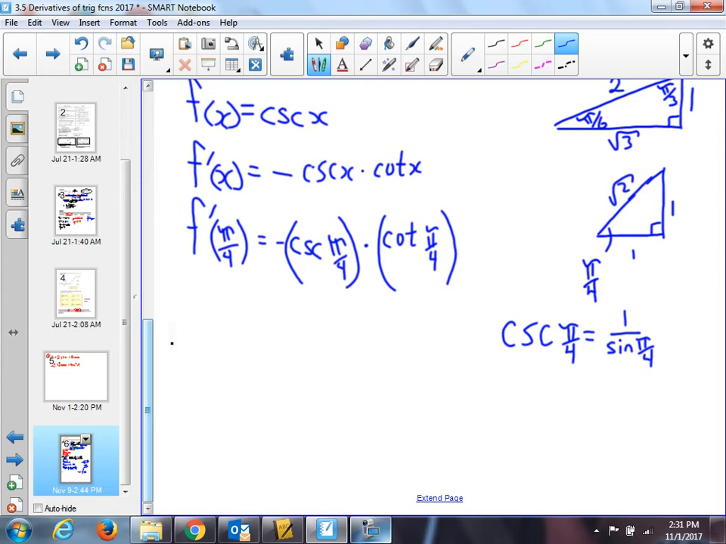I don't care about root 2 over 2. Whatever. If it needs it at the end, if it's multiple choice, fine. Okay. You guys follow what I'm saying here? 1 over 1 over root 2. Do you see why I'm writing it as 1 over root 2? Because what's 1 over 1 over root 2? It's just plain old root 2.